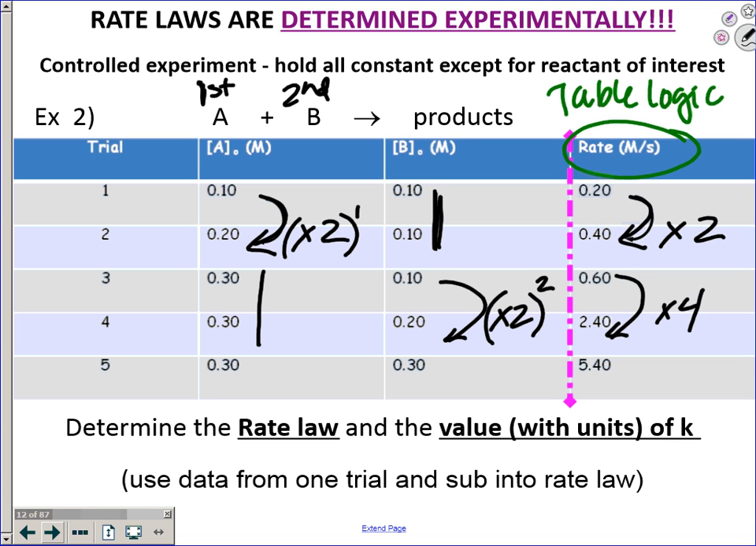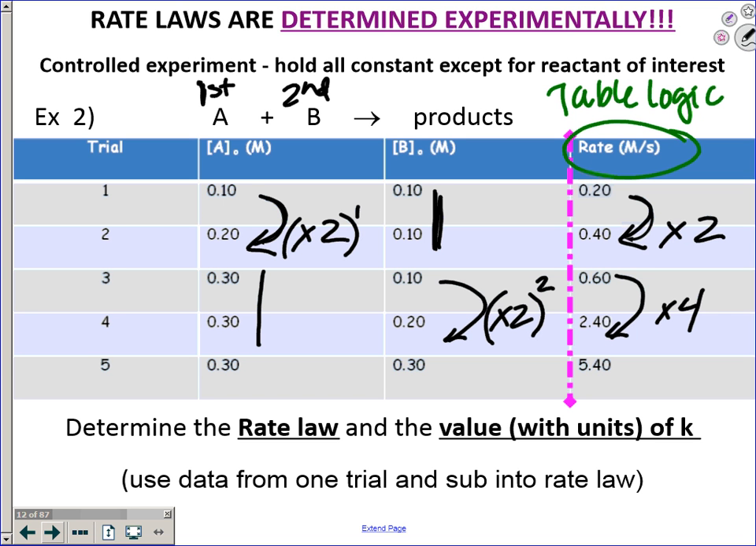Second order. So this is called table logic. You're looking at the table, you look for constants, you look for one variable to change, and you see how it impacts the rate. Okay, so what's the rate law? Rate is equal to, I'll write it over here for you. Rate is equal to k times A to the first power times B to the second power. So we experimentally found rate is equal to little k, A to the first, B to the second.